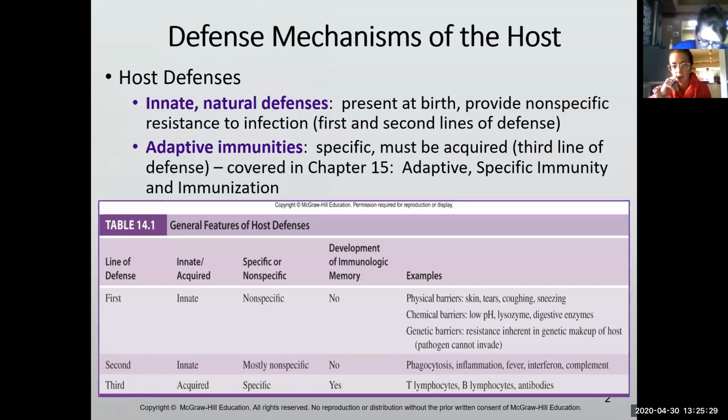And I sort of liken it to the metaphor of you are a queen or a king in a castle, and you have to protect yourself from the invading Huns or whatever. And so in your castle, you have various lines of defense to protect you against these invaders, okay? And so this chapter talks about the first two lines of defense, and if the invader gets beyond those two, you have a third line of defense, and that's this specific immunity that we're going to get into next week.